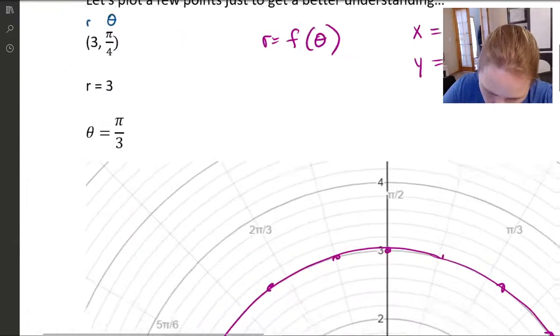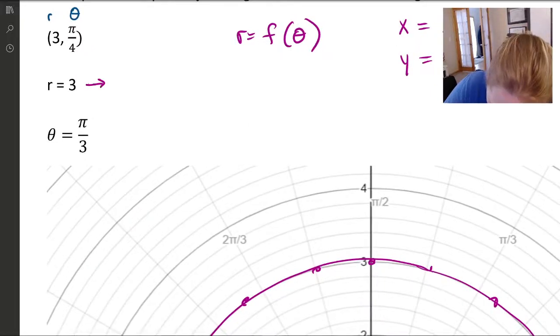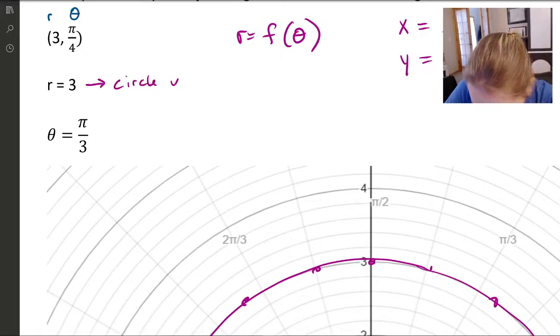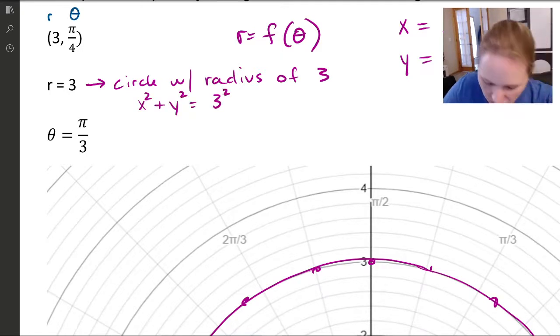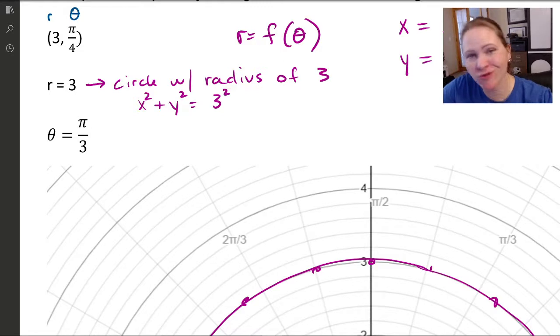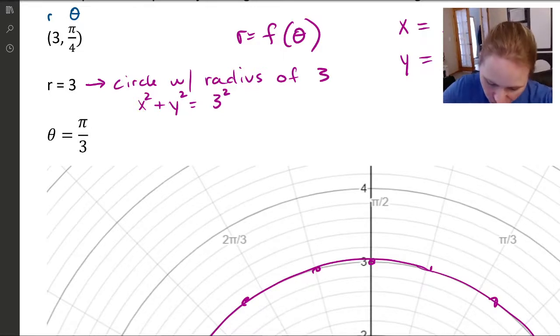So let's make a note of that. r equals 3 is just a circle with a radius of 3. Now the Cartesian equation would look like this: x squared plus y squared equals 3 squared. It's a circle centered at 0, 0 with a radius of 3, or it would just be x squared plus y squared equals 9. Now, theta equals pi over 3, we want to think about it in the same way.